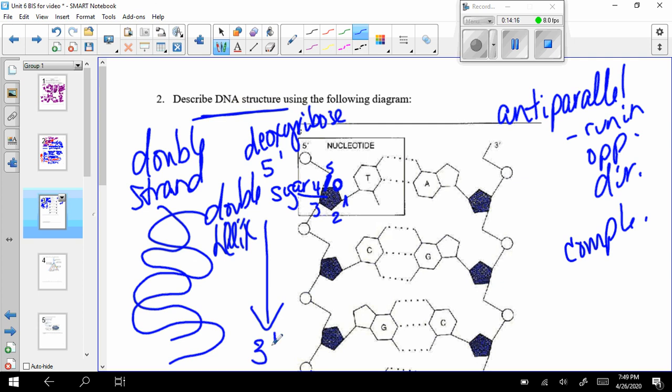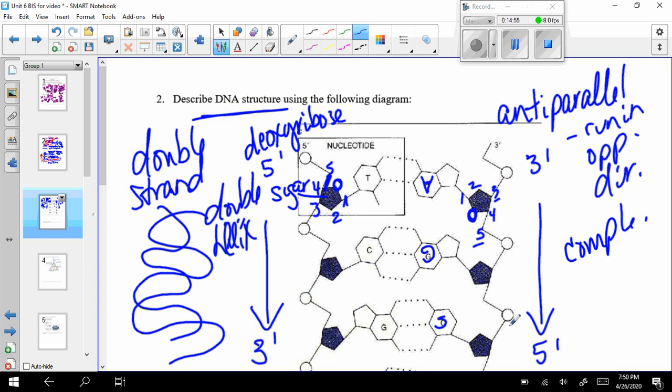On this side, the O of the sugar would be here. This is carbon 1, 2, 3, 4, and the 5th one is up here on the branch. And so this carbon, the 3', is above the 5'. So this side is anti-parallel, which means it is running the opposite direction. It is running 3 to 5. In reality, I would actually draw this A upside down, this G upside down, and this C upside down, because they look upside down when they're anti-parallel to each other.